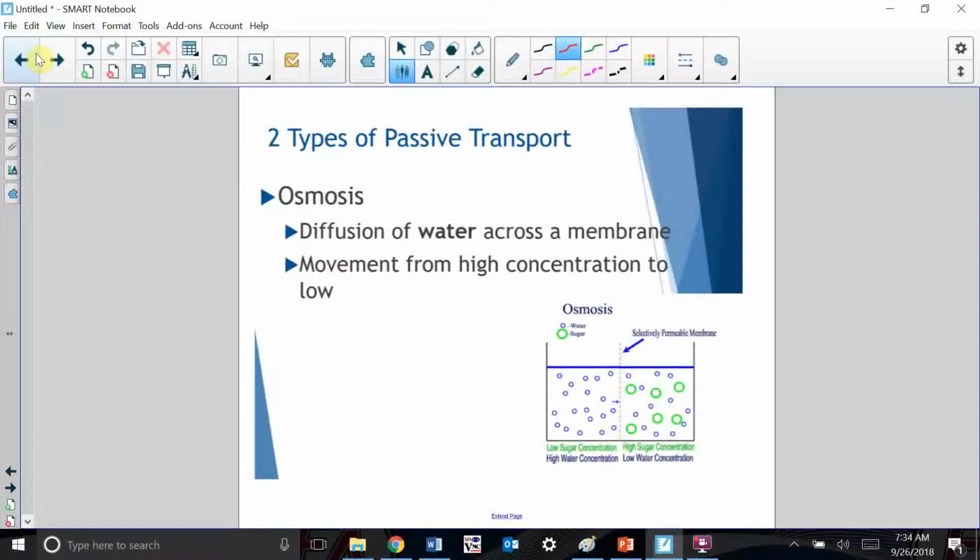Osmosis is the exact same thing as diffusion. It's just typically defined as the diffusion of water, right? We're still going from high water to low water concentration. So these are pretty easy to understand. Let's take a look at some examples.